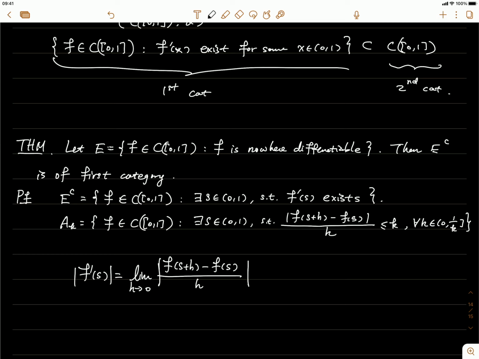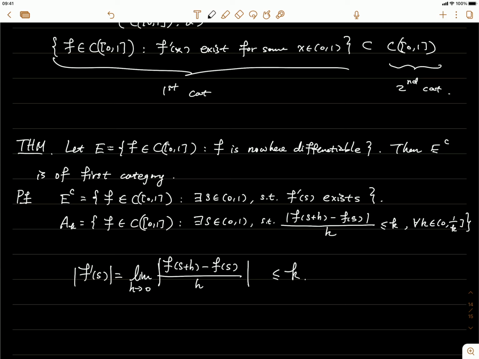So if this exists, that means for h small enough, this should be less than or equal to some k. Okay, k is some integer. So if it's differentiable at the point s, then this should be less than or equal to some k. And then I can choose this s.